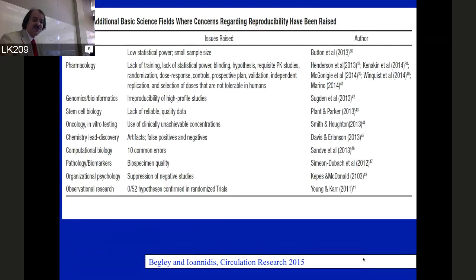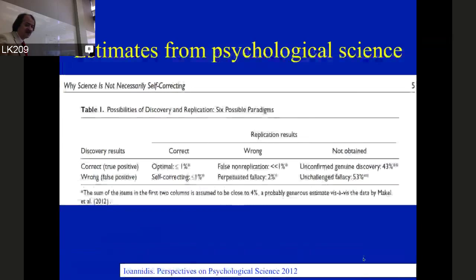And this is a number of fields where these problems have been described. Neuroscience, pharmacology, genomics, bioinformatics, stem cell biology, oncology in vitro testing, chemistry-led discovery, computational biology, pathology, biomarkers, organizational psychology, and observational research. Again, fields that don't necessarily communicate, but they're facing very similar efforts.